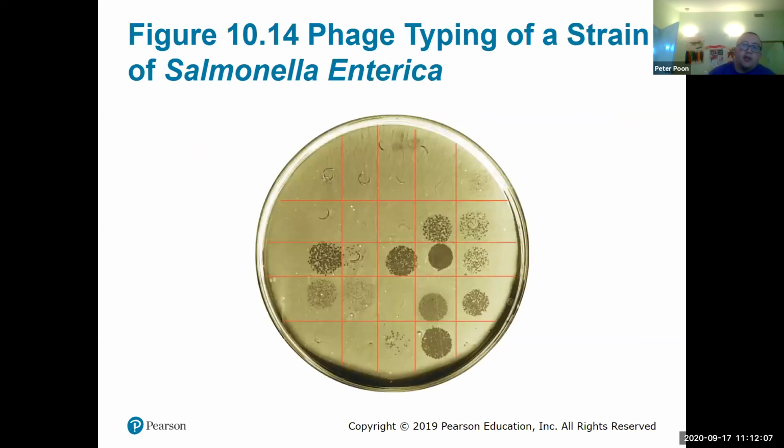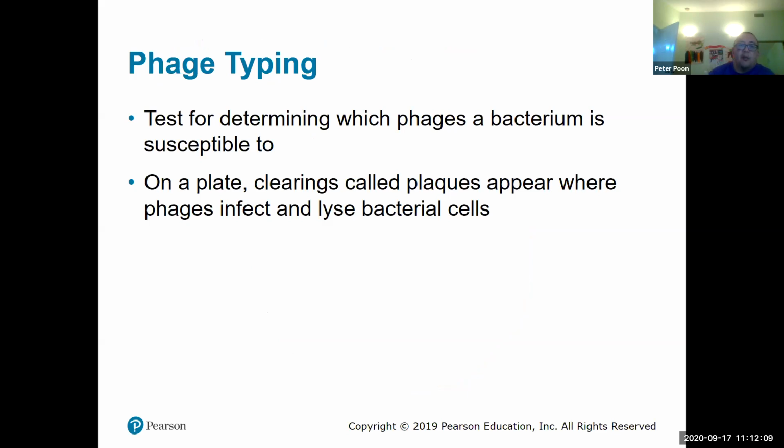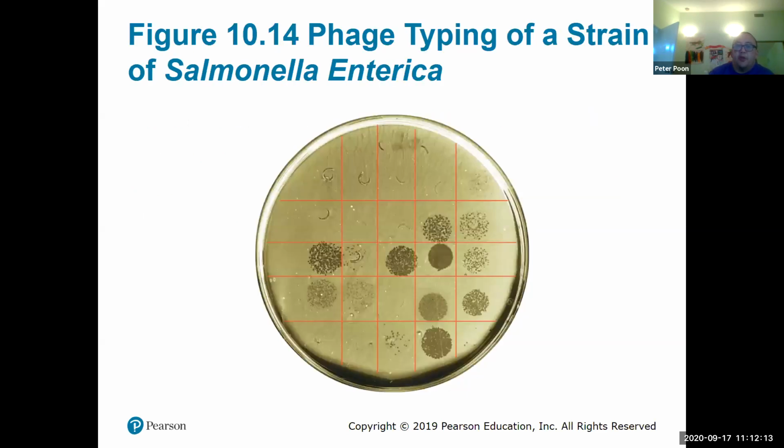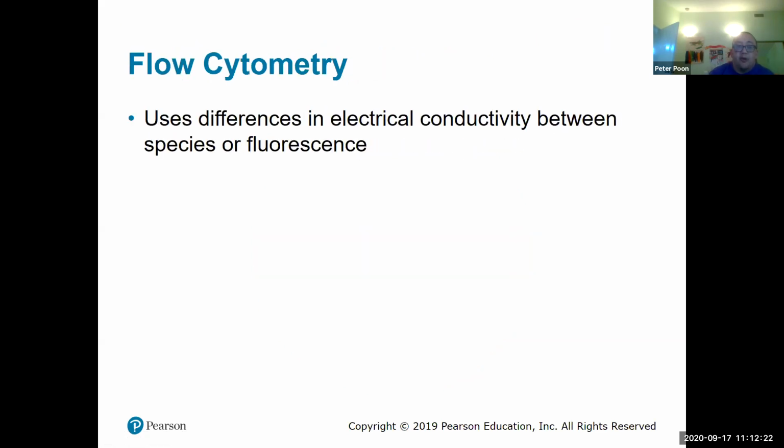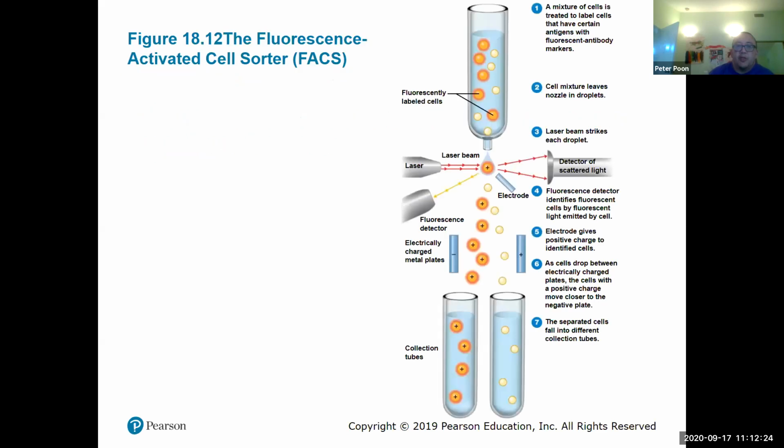Phage typing, so you can see what phages a bacterium is susceptible to. If there's a hole, that means they're susceptible. If there's not, that means they're not susceptible. We'll skip the fatty acid profile. We'll skip the flow cytometry.